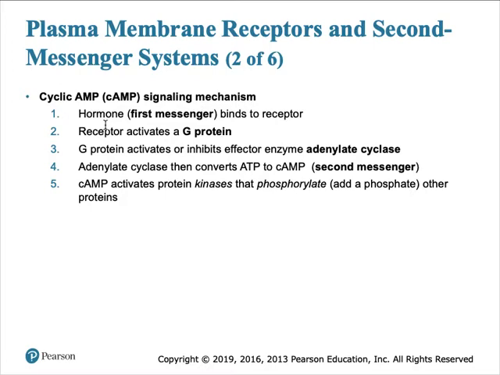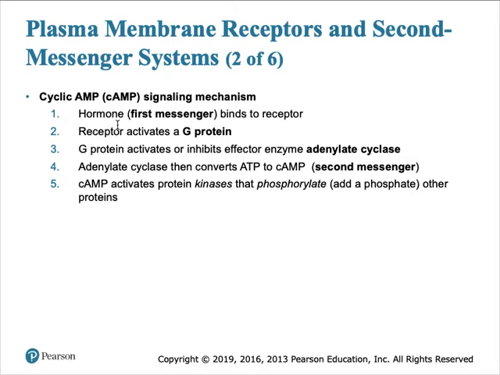So first, the hormone, or first messenger, is going to bind to a receptor on the surface of the cell, on the plasma membrane. This is going to activate what's called a G protein, and the G protein is either going to activate or inhibit different effector enzymes in the cell that ultimately use the enzyme called adenylate cyclase. This is the enzyme that converts ATP to cyclic AMP, and then cyclic AMP can go change different things in the cell and turn on whatever process is the target of the hormone.